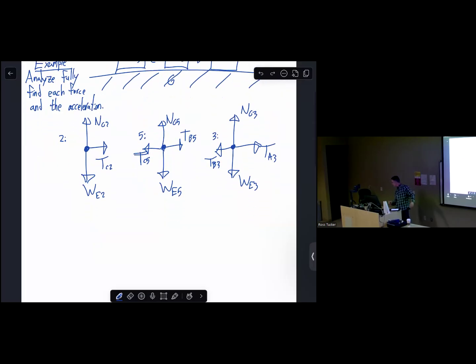The correct answer for question G was NG2 minus WE2. That is the net force on the 2 kilogram object. In the vertical direction, I should be precise. Question.